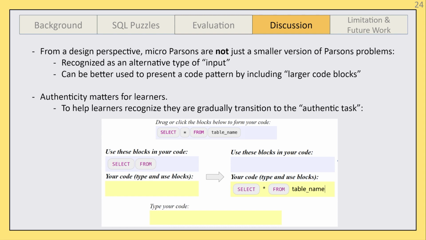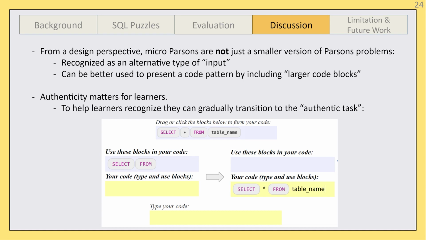From a design perspective, micro-Parsons problems are not just a smaller version of Parsons problems. In our interviews, we found that students recognized micro-Parsons problems as an alternative type of input. Micro-Parsons problems can be better used to present a code pattern by including larger code blocks, while it is less common for a traditional Parsons problem to include huge code blocks that include multiple lines. We also found that authenticity matters for learners, which means that they value practices that are more similar to the scenarios that are important to them, such as exams, interviews, etc.